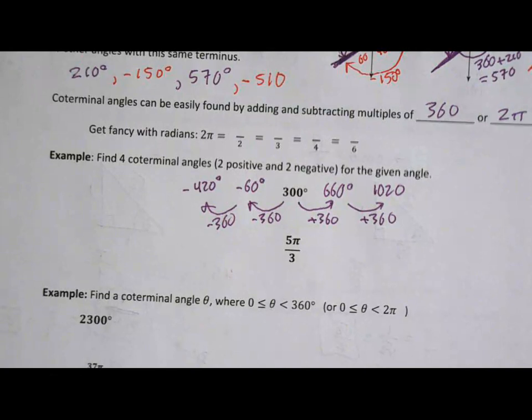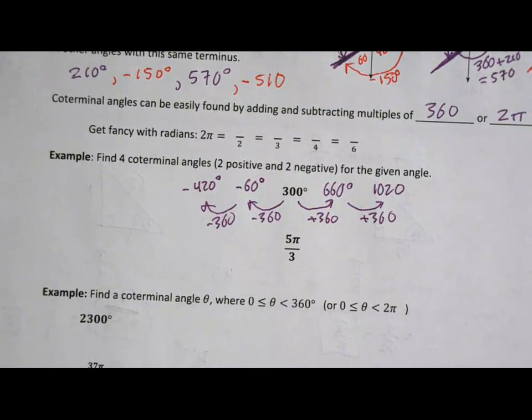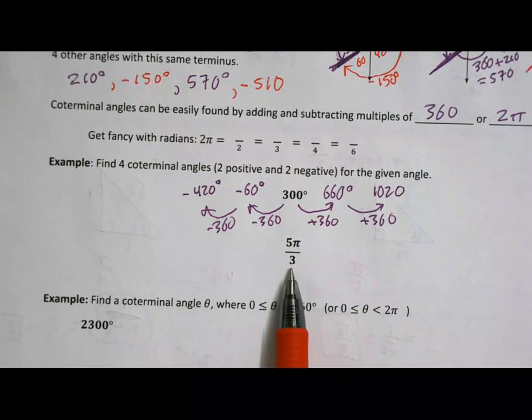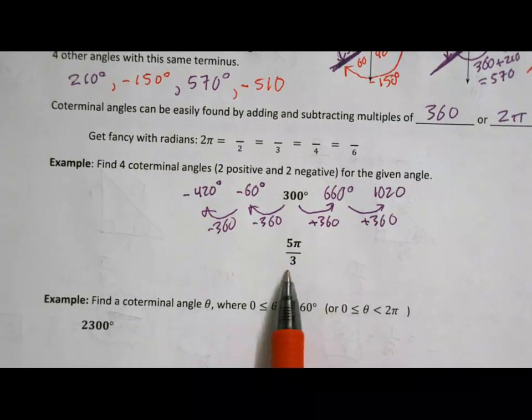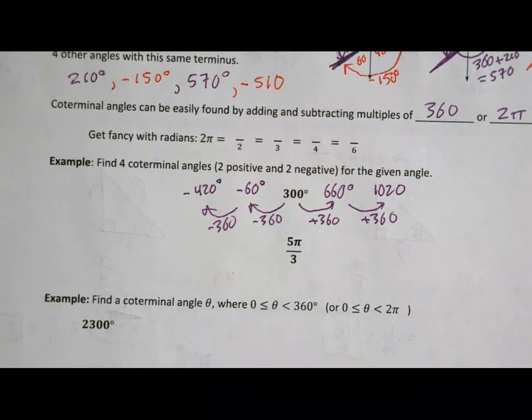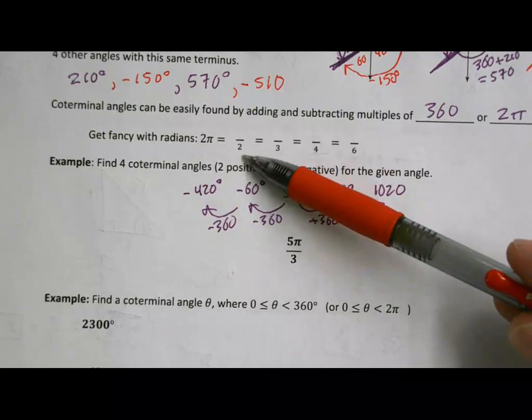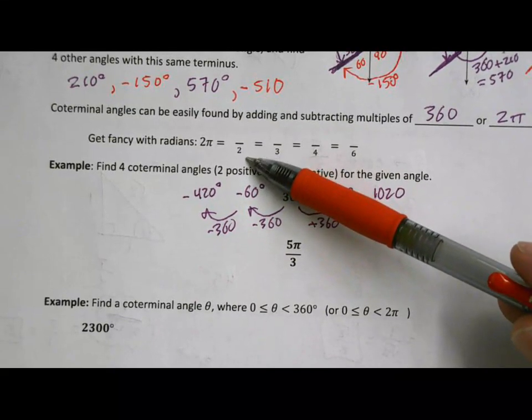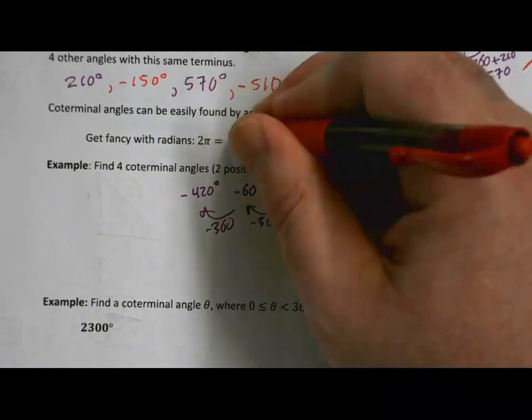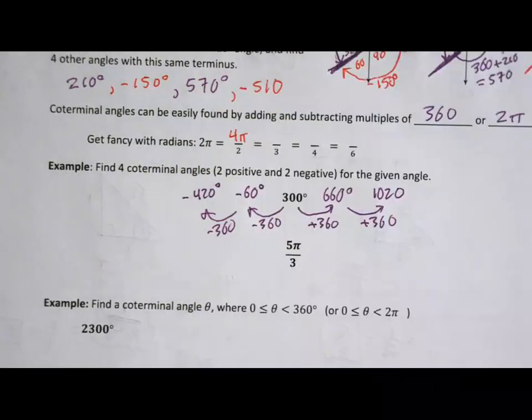Now with radians, instead of adding and subtracting 360, we're going to add and subtract 2 pi's. But usually you're starting with something that's in terms of pi over 3 or pi over 6 or pi over 4. So sometimes it's useful to think of 2 pi in a fancier way. 2 pi would equal what over 2? Would you agree that 4 pi over 2 is the same thing as 2 pi?